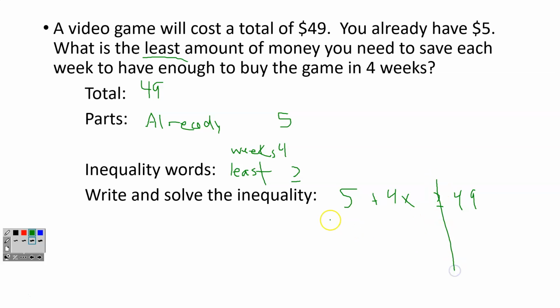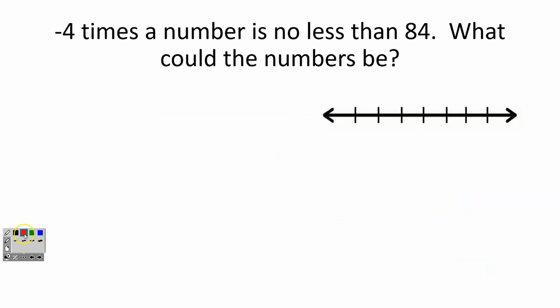So now when I solve it, I'm going to subtract 5 from both sides. That's going to give me 4x is greater than or equal to 44. I'm going to divide by 4, and I end up with x is greater than or equal to 11. So the least amount of money I need to save each week is $11. So if it's going to cost me 4 weeks, I need $11 for each of those weeks, plus the 5 I already have. So, okay, last one.